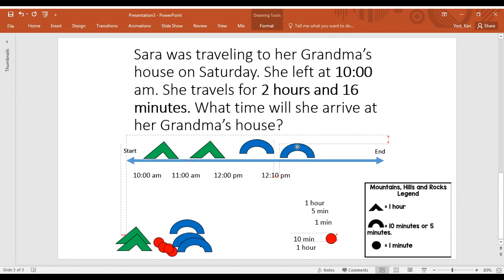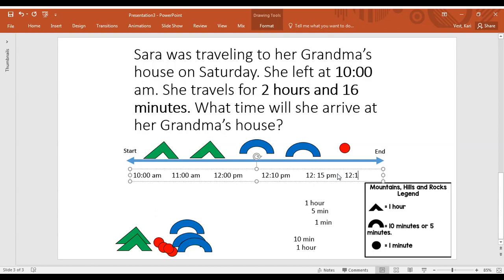And then we'll add another hill for 5 minutes. So we're now at 12:15 p.m. And then one more minute. So we're at our final time of 12:16 p.m. Let's go ahead and check our work.